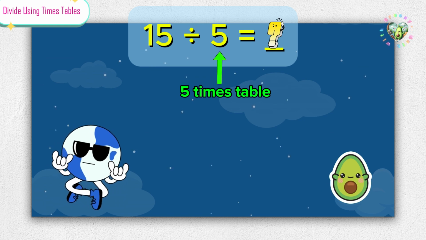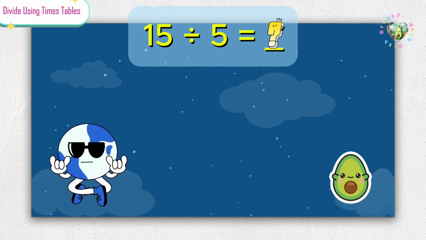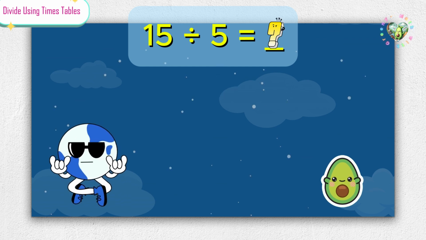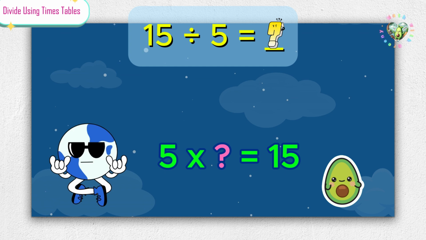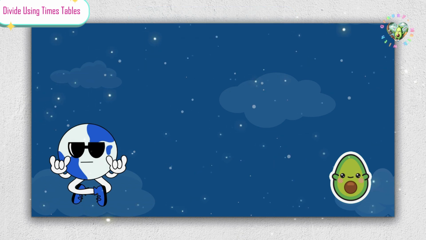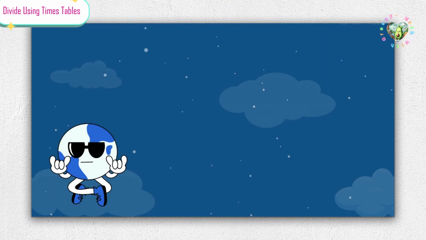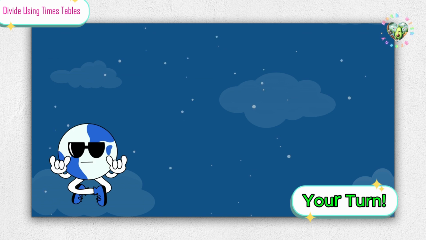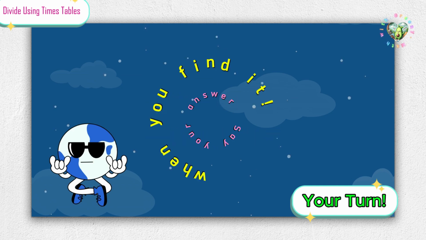Good. Now, what do we do next? We think. 5 times what equals 15? Oh, 5 times 3 is 15. So, 15 divided by 5 is 3. Yes, that's it. Great job. Now it's time to try some on your own. Questions will pop up, and you can take your time to work them out. Just say your answer when you find it.